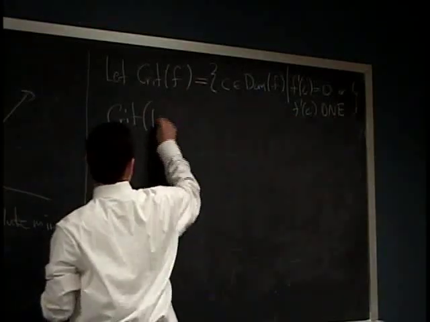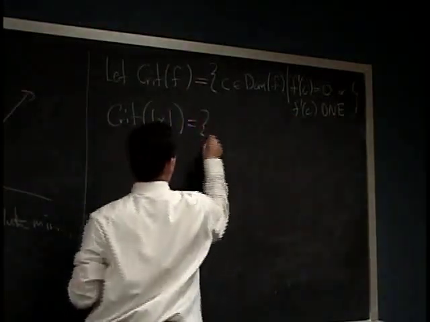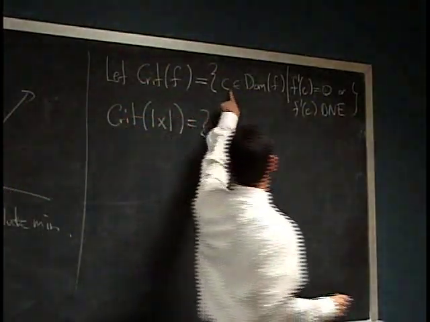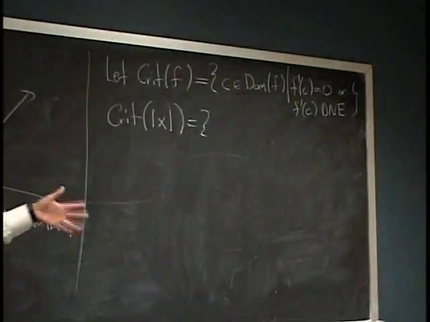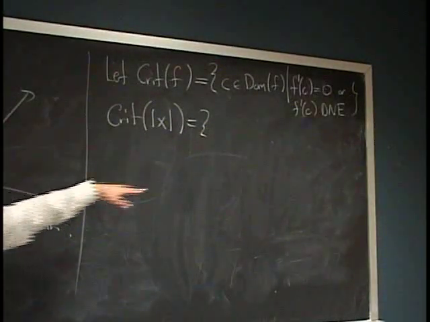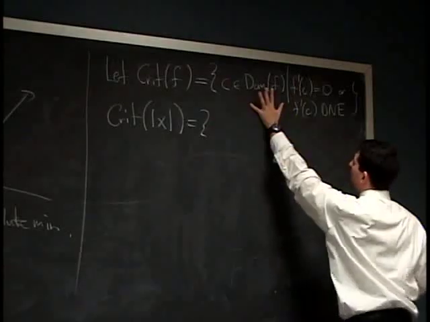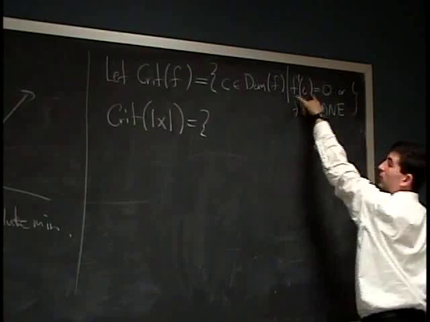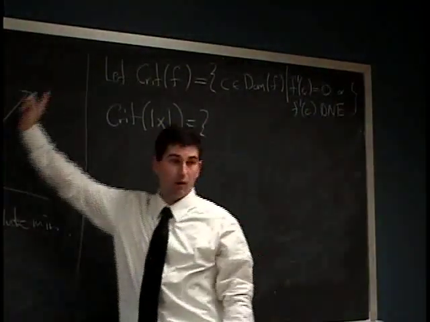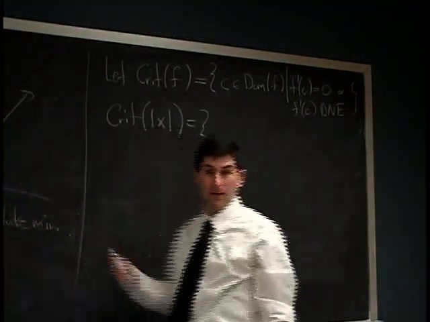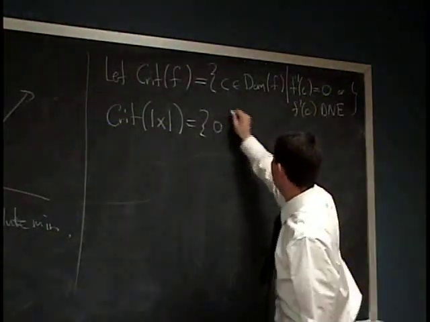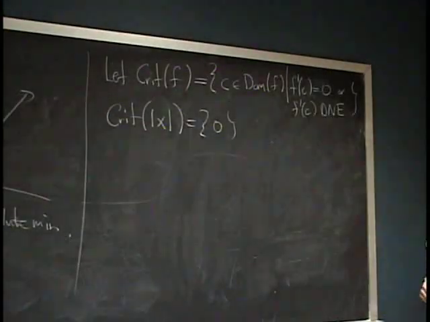So what would be the critical numbers of the absolute value of x? Well, you look for all points in the domain. The domain is all real numbers, so that's no restriction. And I'm looking for all points in the domain such that, remember this bar means such that, f prime is 0. Well, the derivative is never 0 in the absolute value function. So that doesn't give you anything. Or the derivative doesn't exist. And we know, of course, that at 0, the derivative does not exist. So there's only one critical number.